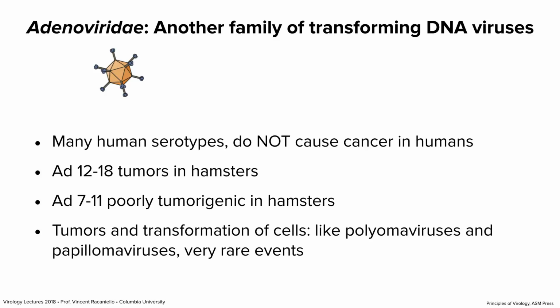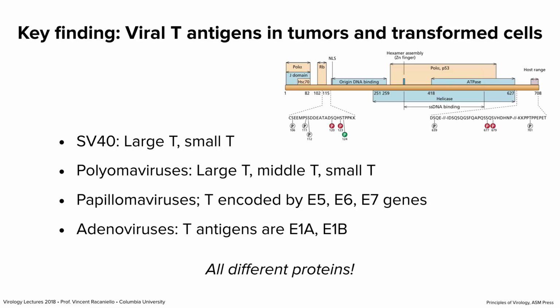Remember, adenoviruses have long, double-stranded linear DNA molecules within Sputnik-like virus particles, and there are lots of human serotypes. None of these cause cancers in humans. But if you infect hamsters with different adenovirus serotypes, you will get some tumor formation. And just like tumor formation by the polyomaviruses and the papillomaviruses, tumor formation by adenoviruses in the wrong host is very rare. All right, so now we're getting some similarities among these different viruses.